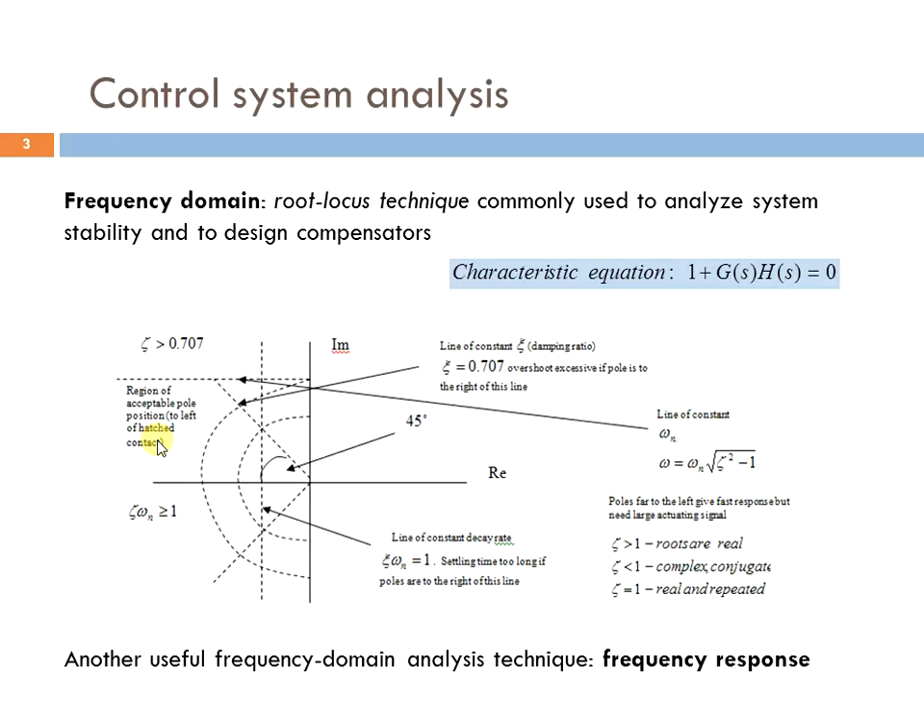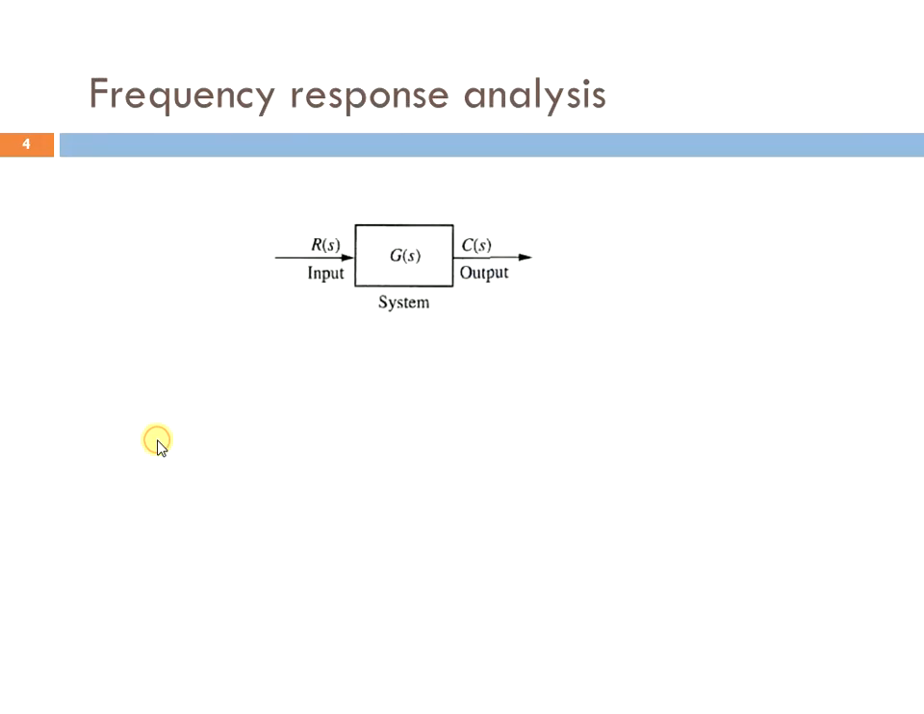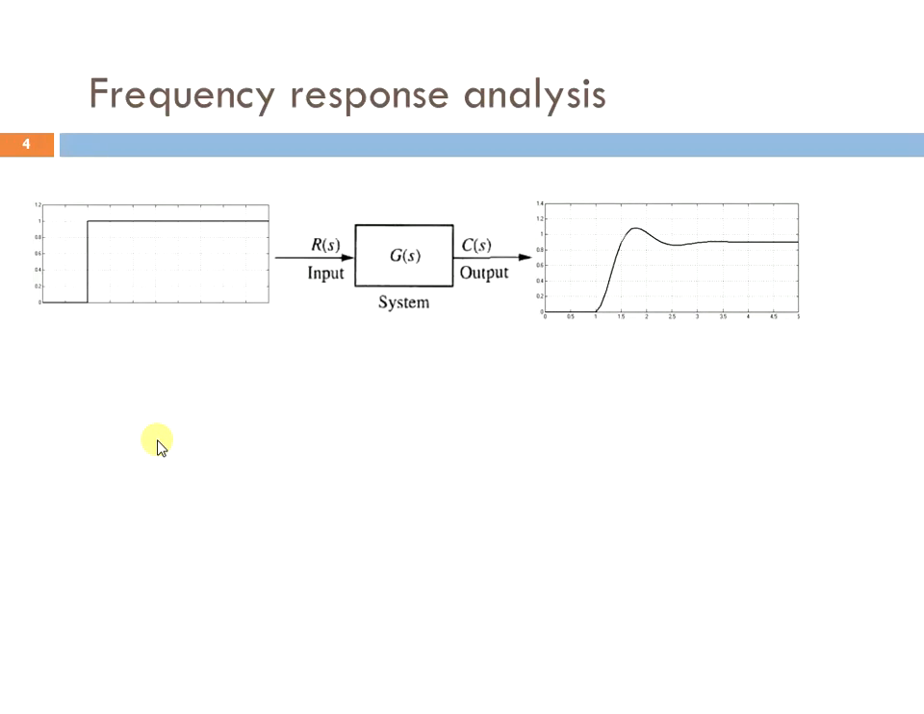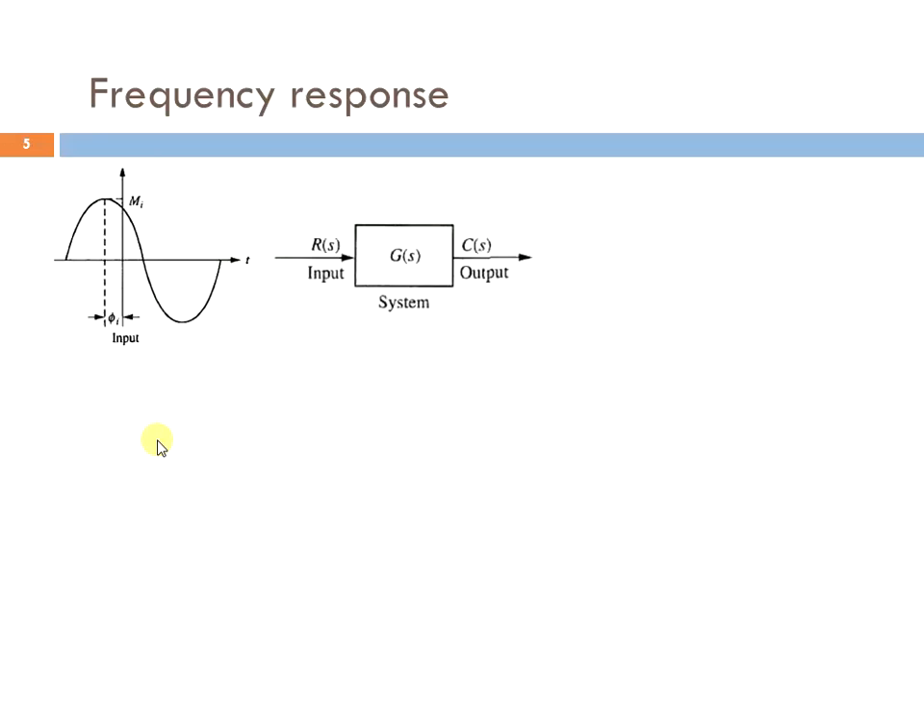Frequency response analysis is another method that provides very useful tools for stability and transient response analysis, as well as compensator design for control systems. So basically, in the frequency response analysis, instead of applying a DC signal, such as a step input, to analyze the output response characteristics, we apply a sinusoidal input and analyze how the system responds to this input.